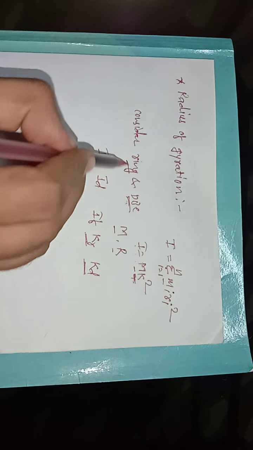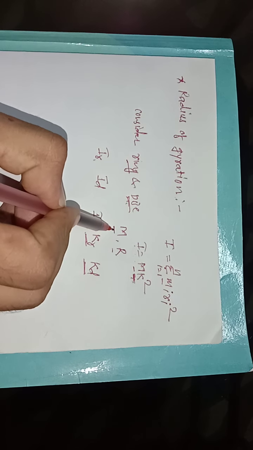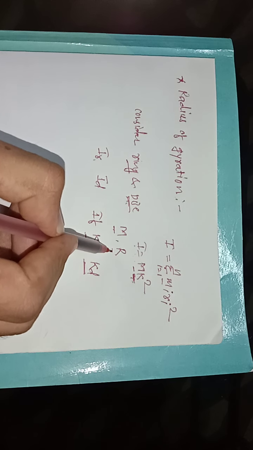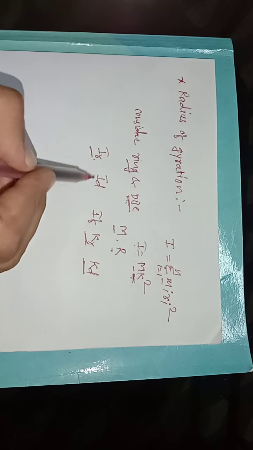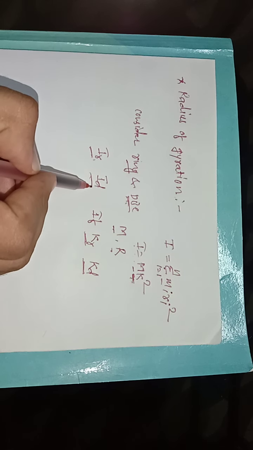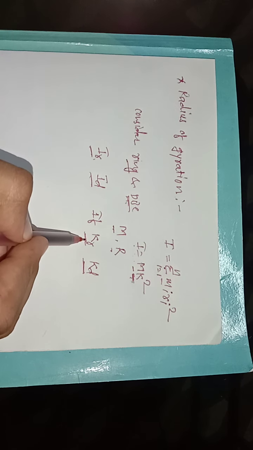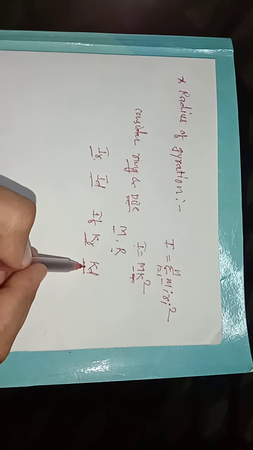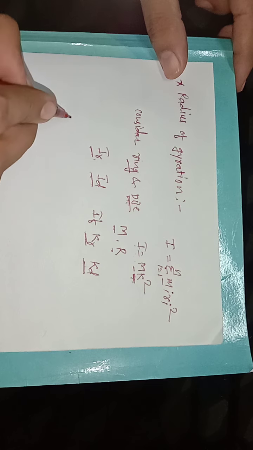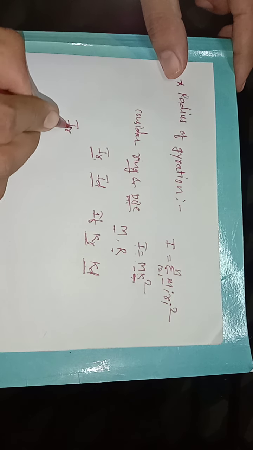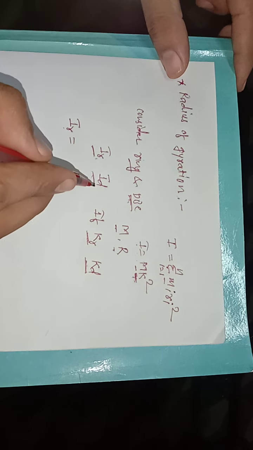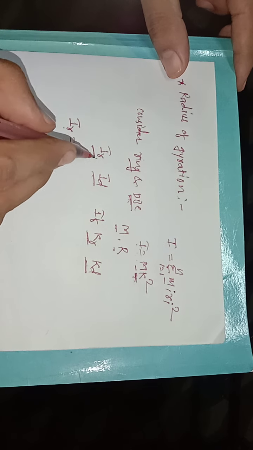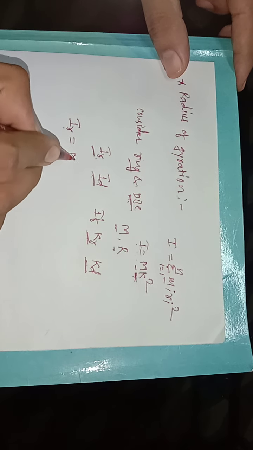We are taking a uniform ring and a uniform disc. M is the same mass of the ring and disc, and R is the radius, which is also the same for ring and disc. I_R is the moment of inertia of the ring and I_D is the moment of inertia of the disc. So in that case, we can write the formula. I_R means the moment of inertia about an axis passing through the center of the ring and perpendicular to the plane of the ring.